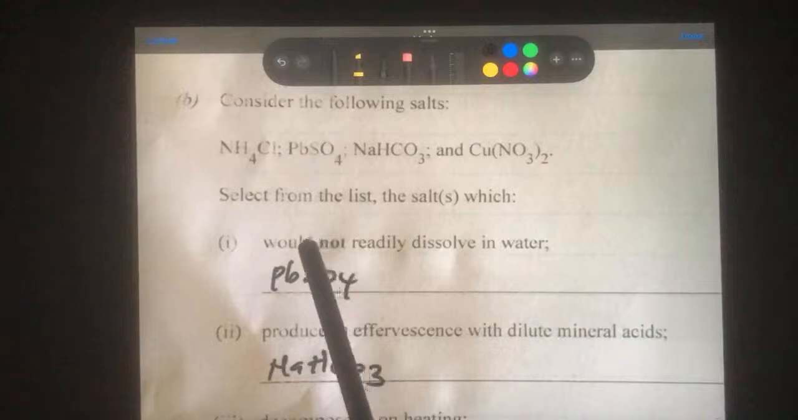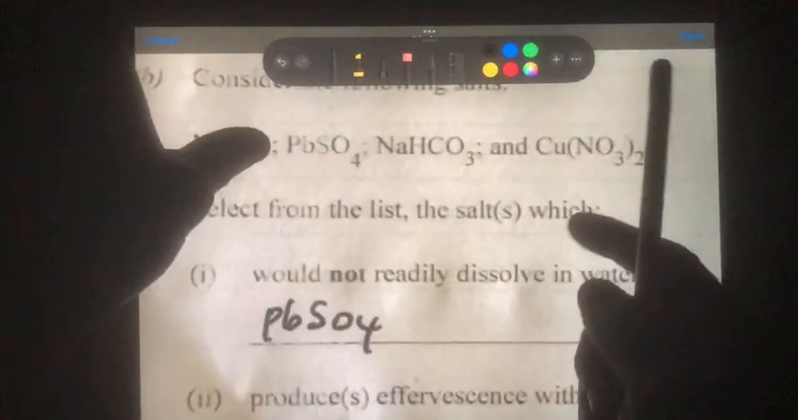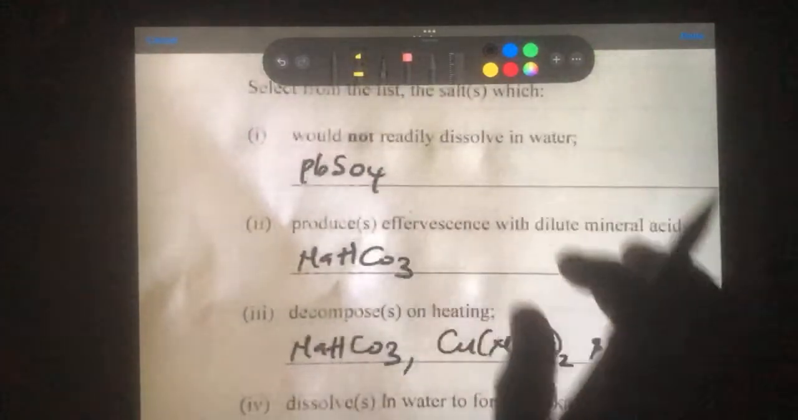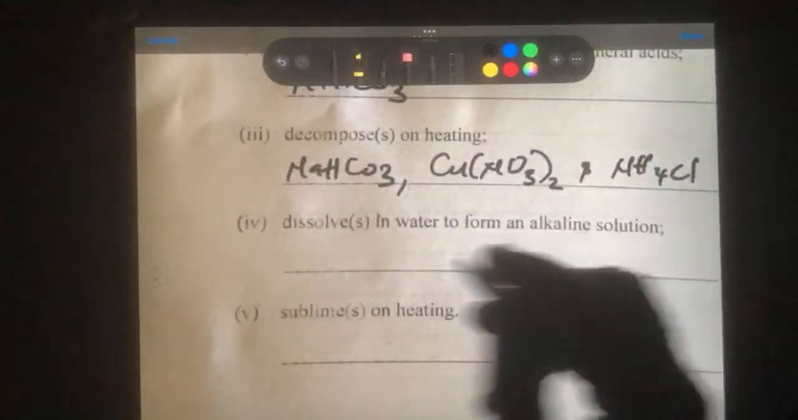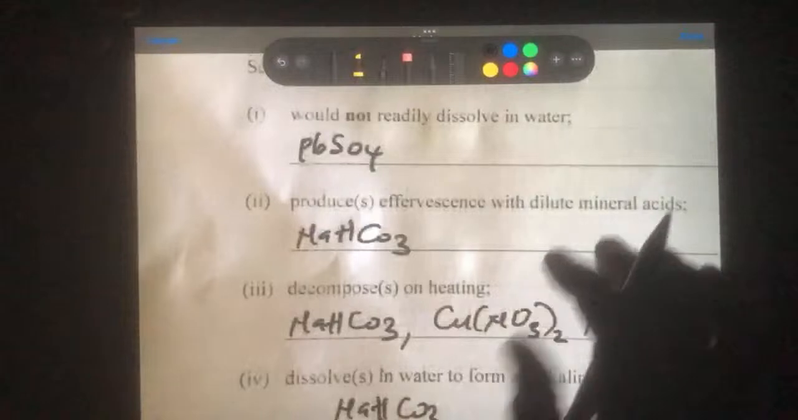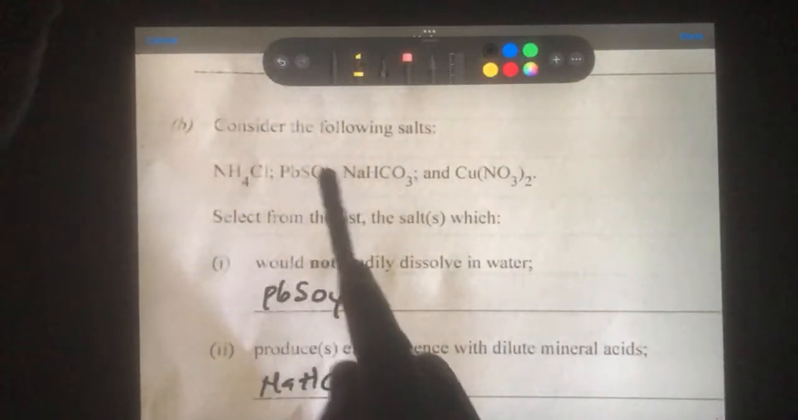If you have an acid spill or acid pour in the lab, this is what we use to treat it. And even if the venom is a bit acidic, you can use this. So the only correct answer here is going to be NaHCO3, though it's an acid salt, because it forms an alkaline solution. Copper nitrate will give us an acidic solution. This one doesn't dissolve at all.